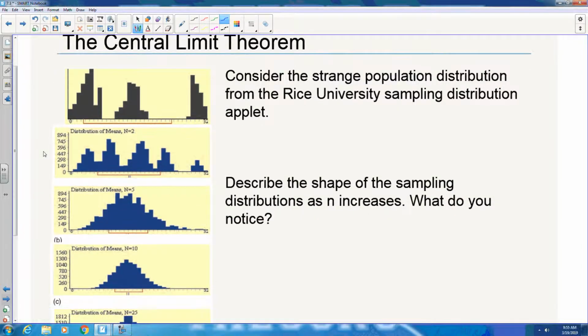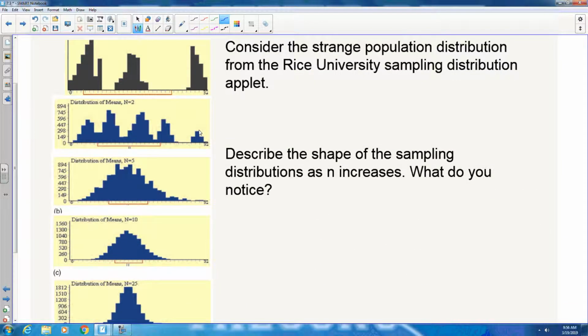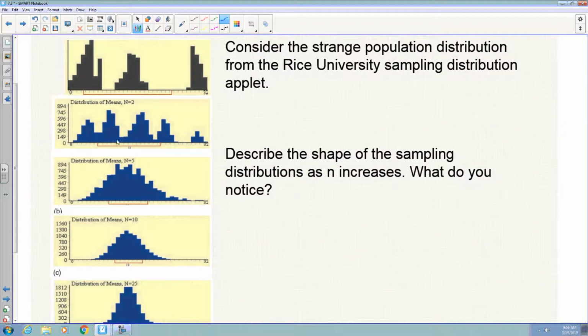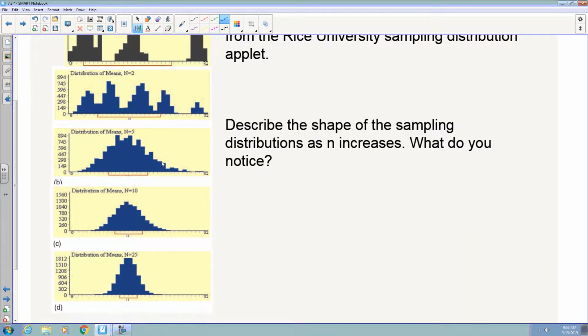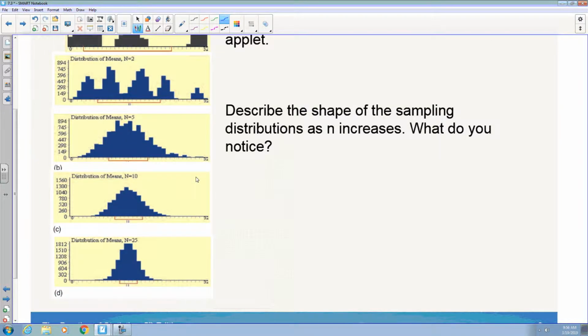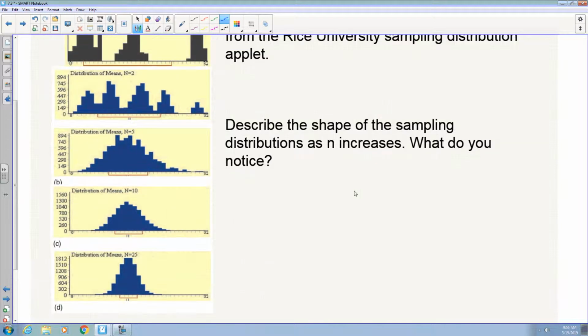Okay, so here we're looking at a population distribution. That's the top one, the one in the gray from Rice University. And then as we go down, this is the population again, and then now we're taking distribution of means of different sizes. So we're starting with a sample size of 2. It still looks very irregular. Going down to 5, it's starting to look more bell curved, but has some high bars in weird places. And then as it gets bigger, 10 looks very normal, and then 25 it looks even more normal and further condensed. So what would we say?